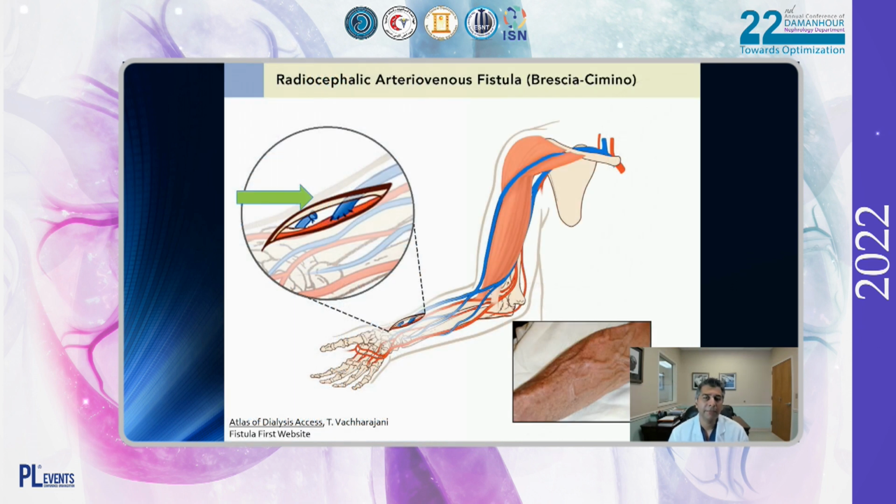There are several different types of fistulas. The first type that we try to use in patients is at the wrist, called a radiocephalic fistula, which is a connection between the radial artery and the cephalic vein, where the vein is eventually cannulated. And here you can see in the pictures where the anatomy is and what a fistula looks like once it's developed and being used.